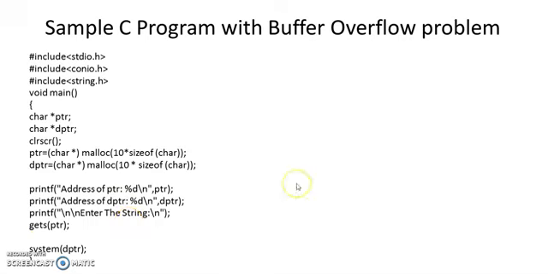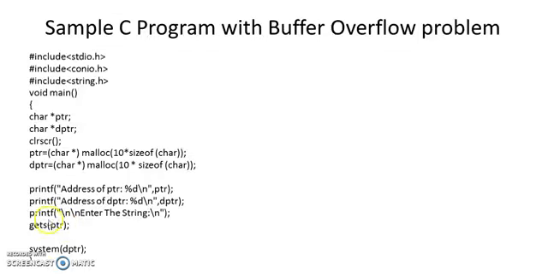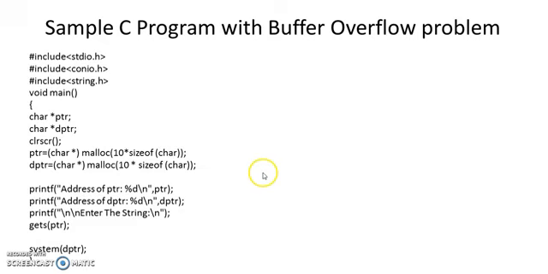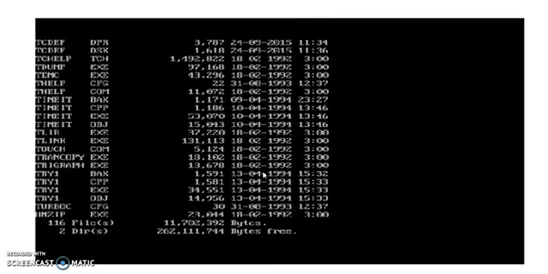So if the user enters this string beyond 14 characters, it is going here in PTR, but the overflow goes to this danger PTR because it is allocated beyond this PTR. So what will happen? This dir will go into this danger PTR. So when you give system and danger pointer, it will execute this dir command. If you look at this, this is the output of the dir command.